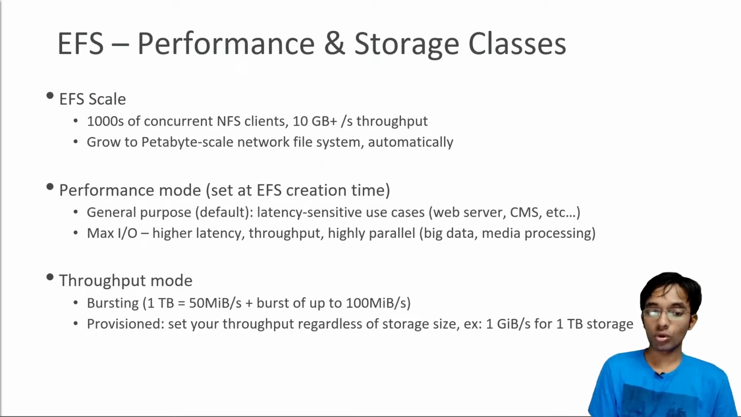And now for the throughput mode, you also have two modes. You have the bursting throughput mode, where, for example, 1 terabyte gives you 50 megabytes per second of throughput, but you can burst automatically up to 100 megabytes per second. Or you can provision the throughput in advance, and so you set your throughput requirements regardless of the storage size. For example, if you only have 1 terabyte of storage, you could set that you instead want 1 gigabyte per second of throughput. So you can see here that the throughput is decorrelated from the size of the storage itself.